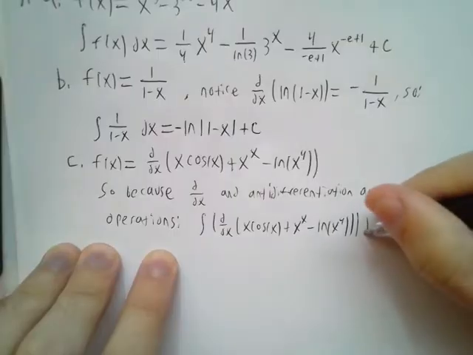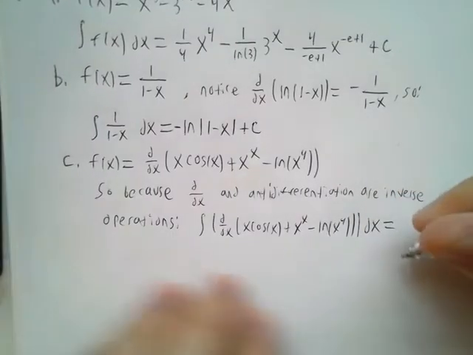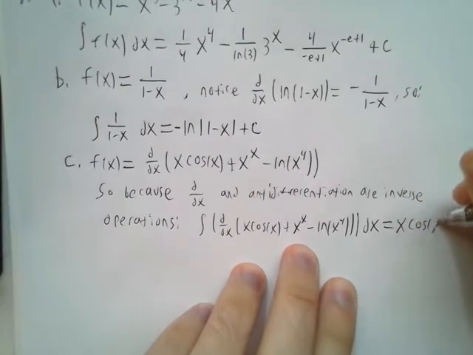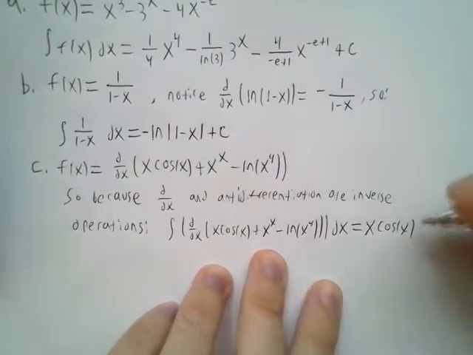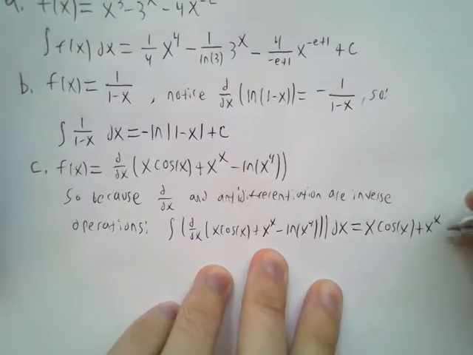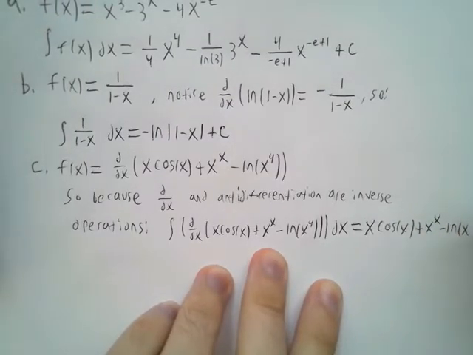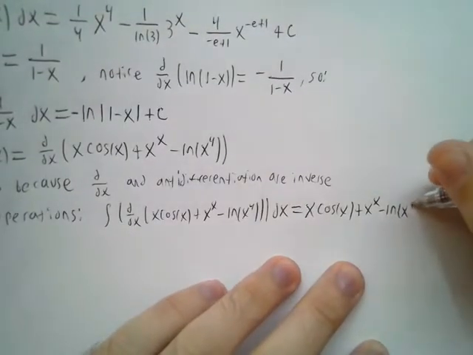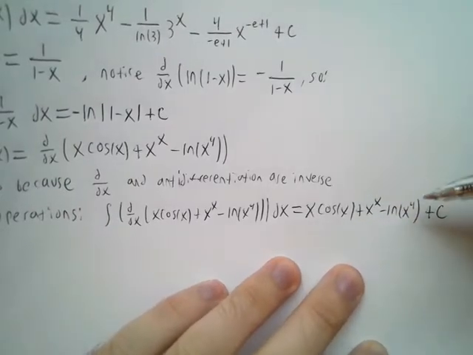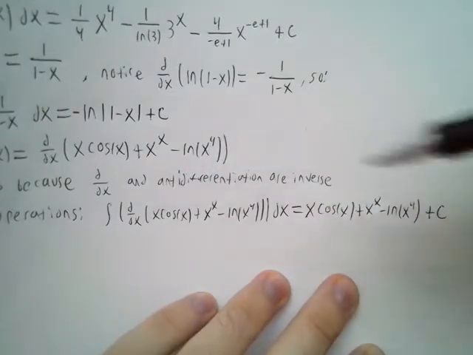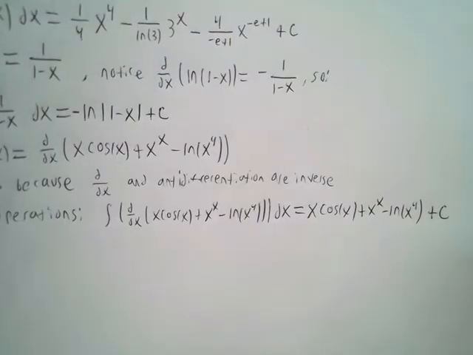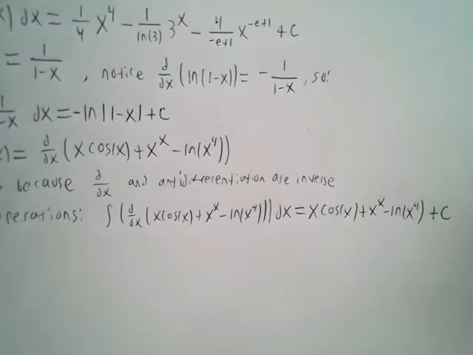is going to be equal to just this function that was inside here, x cosine of x plus x to the power x minus ln of x to the power 4. And then we again have to add on a constant, because when we take the derivative, the constant term is 0. So we do have to include that in our antiderivative. Okay, so that's all the parts for problem 1.